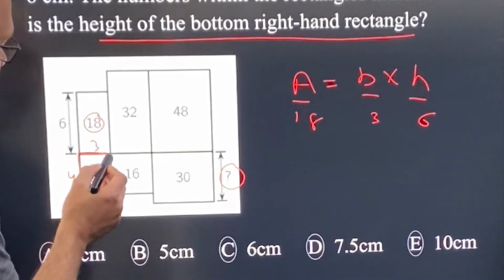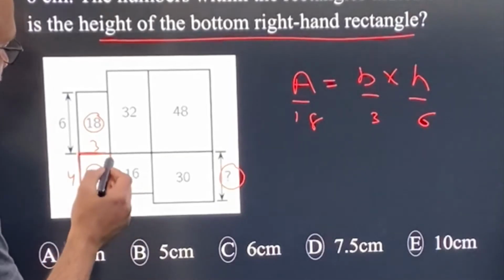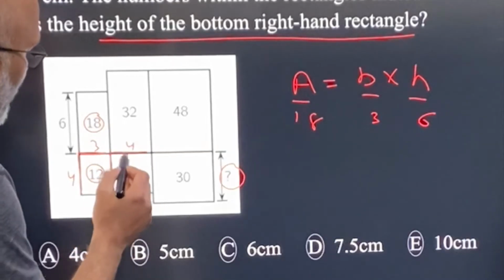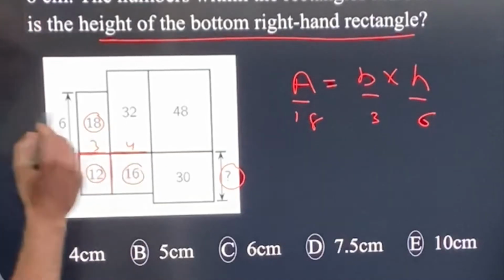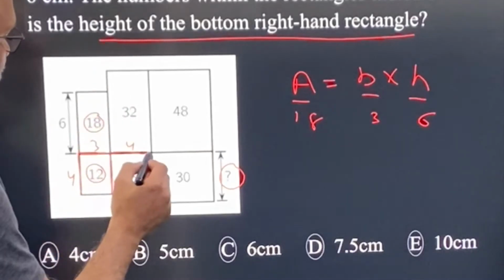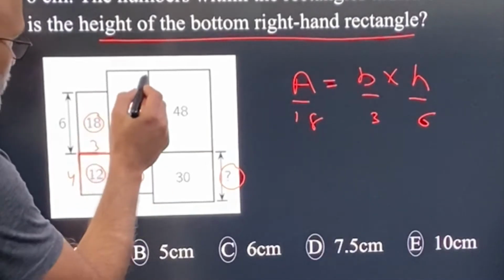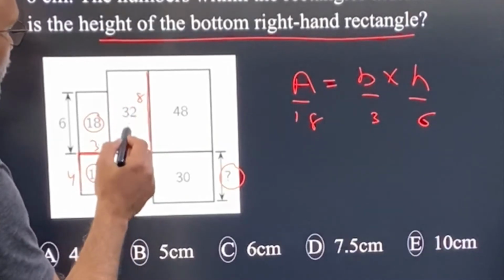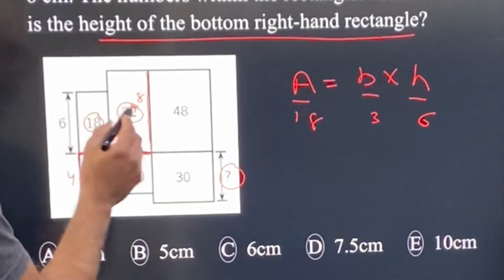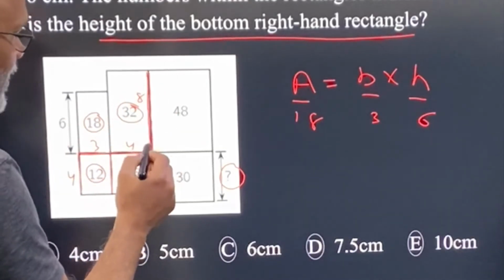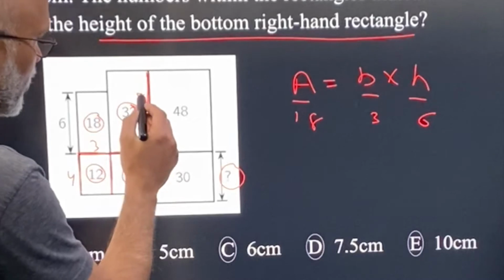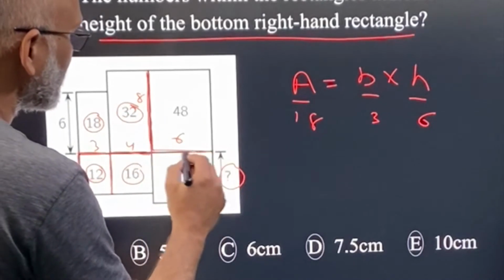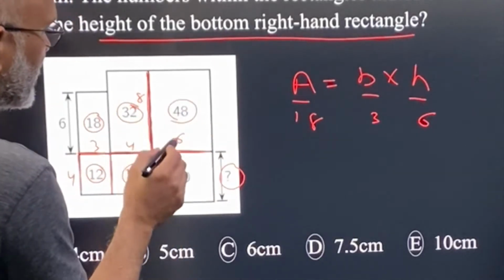Now, if we look at this rectangle here, this height is same as this, so this has to be 4. So 4 times 4 is 16. That is this area. Now, let's take a look at this. The base is the same with this. So this height then has to be 8, because 8 times 4 is 32. Now, here, this height is same with both rectangles. So 8 times what is 48? 8 times 6. So this base has to be 6. So 8 times 6 is 48.